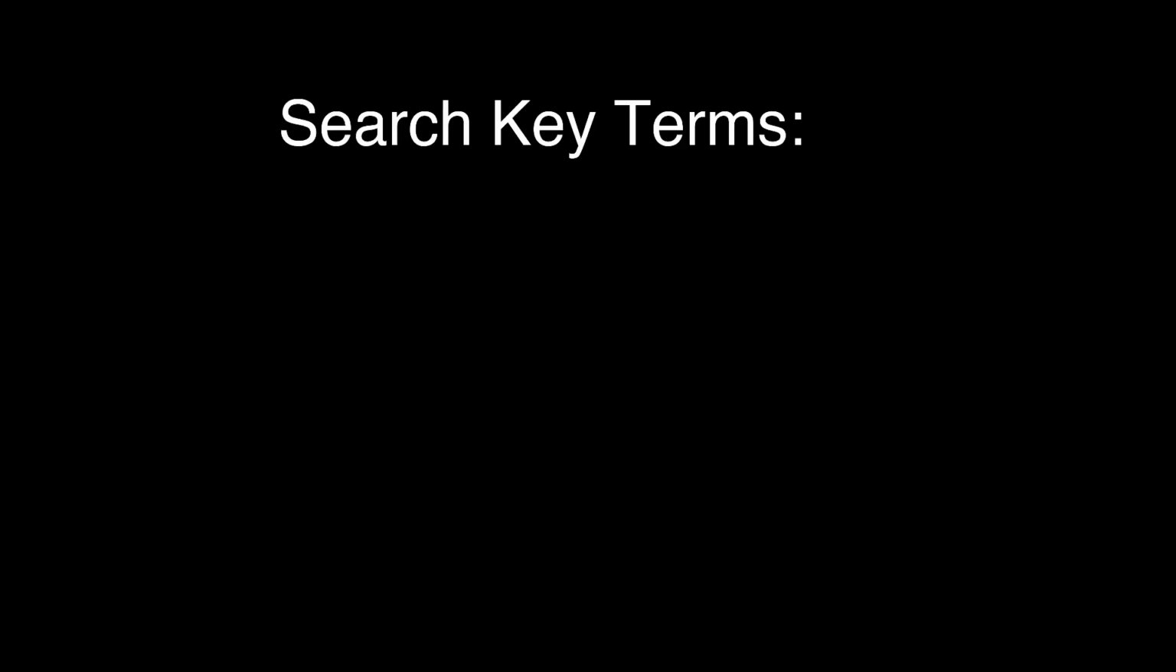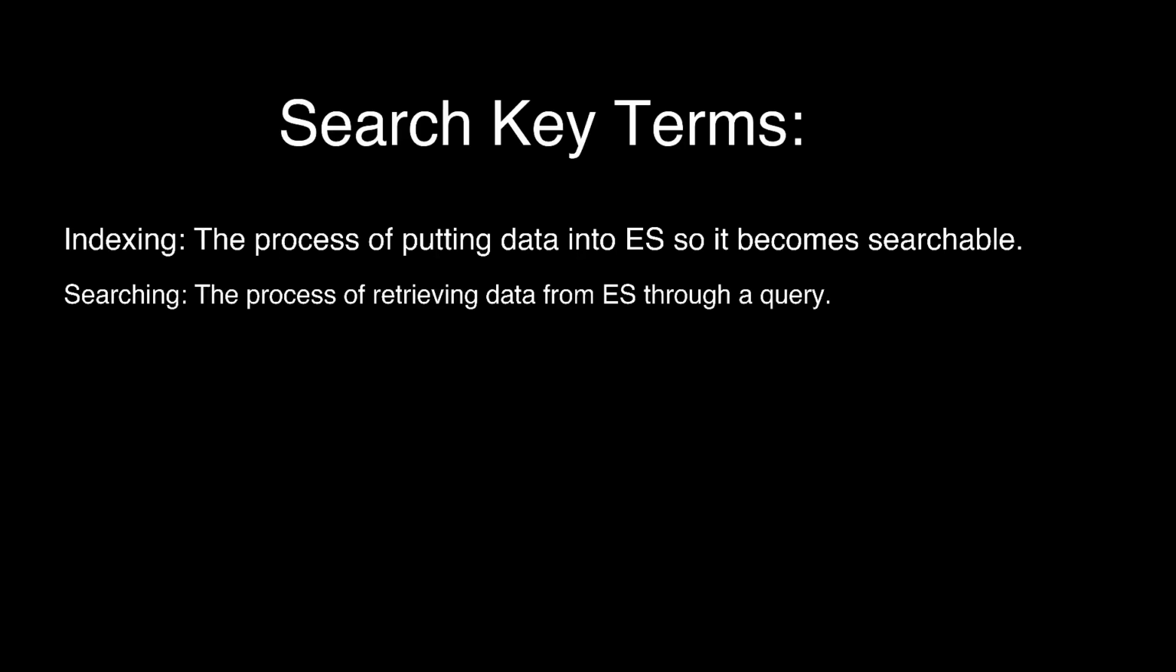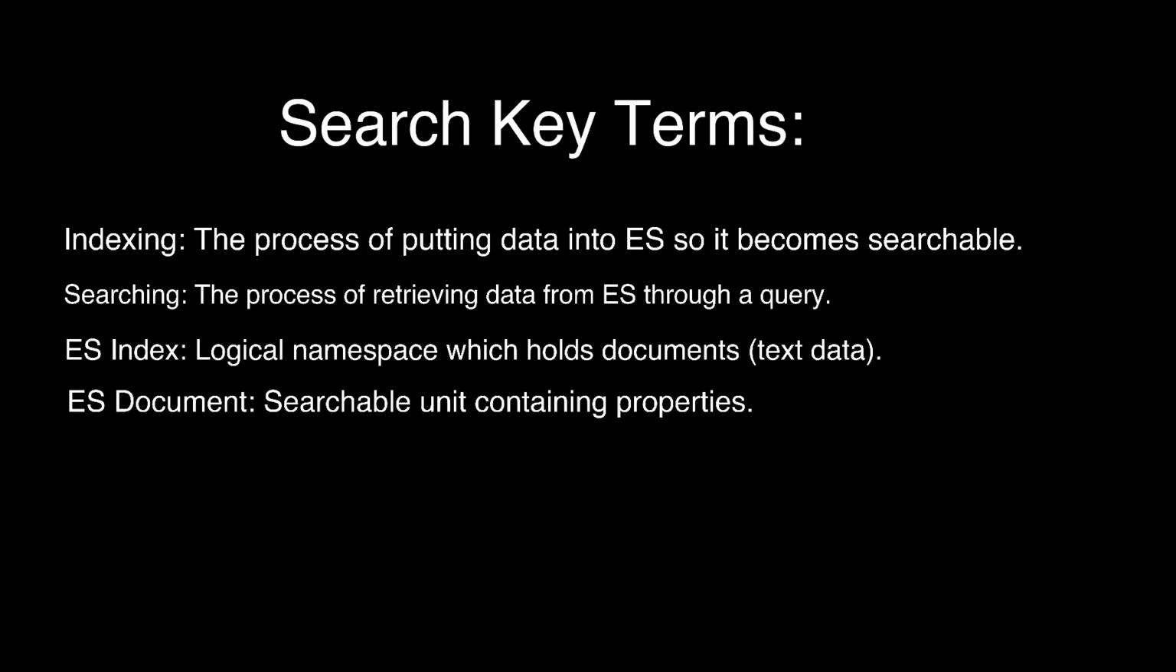Before we start, let's go over a few key terms. Indexing, the process of putting data into Elasticsearch so it becomes searchable. Searching, the process of retrieving data from Elasticsearch through a query. Elasticsearch index, a logical namespace which holds documents. Elasticsearch document, a searchable unit containing properties.